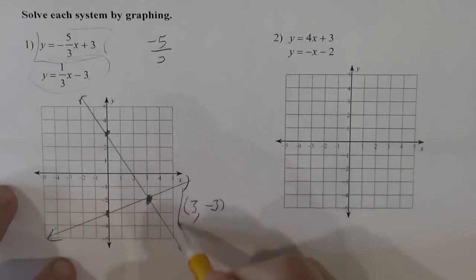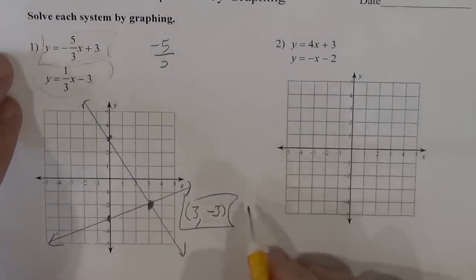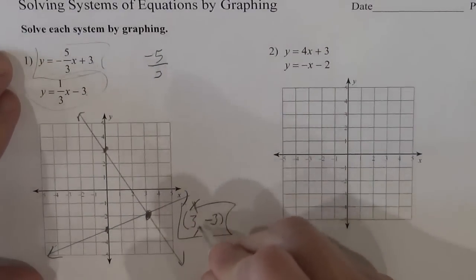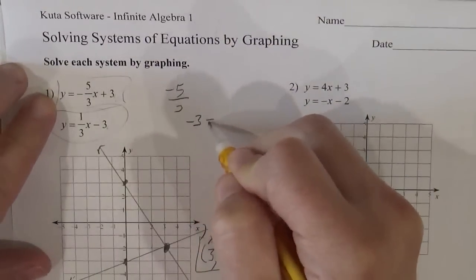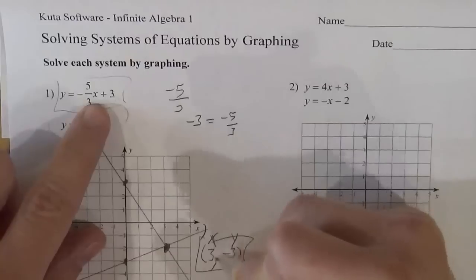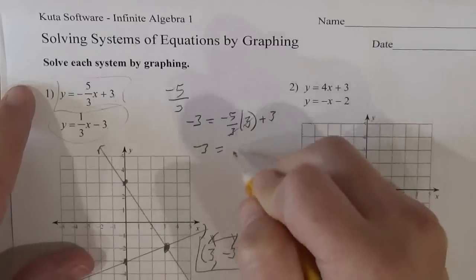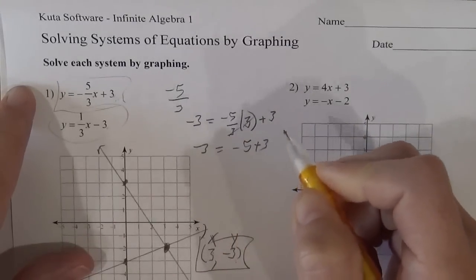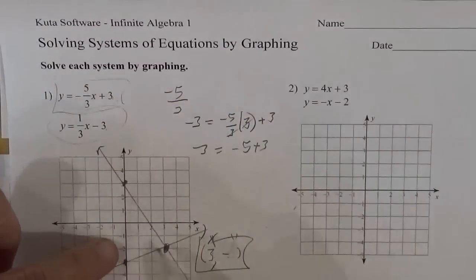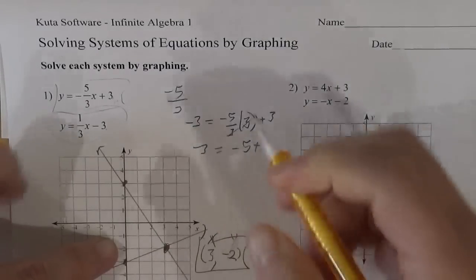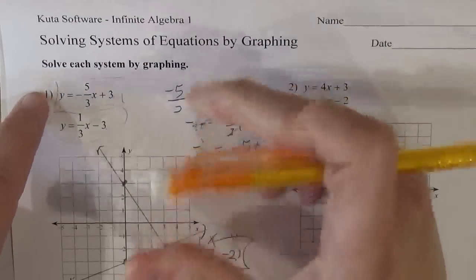So there's only one point that makes both of those equations true, and this is it. You can always check it by plugging it in. So when the x is 3, the y should be -3. -3 equals -5/3 times 3 plus 3. Make sure this works. -3 equals, those cancel, -5 plus 3. And you can check your mistakes this way. That's a -2 on the y, right? Yes, so the y should have been a -2 here.